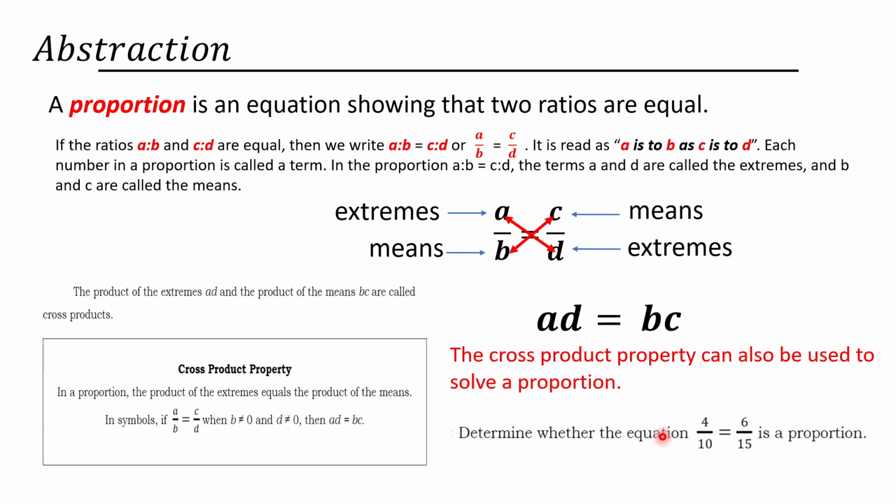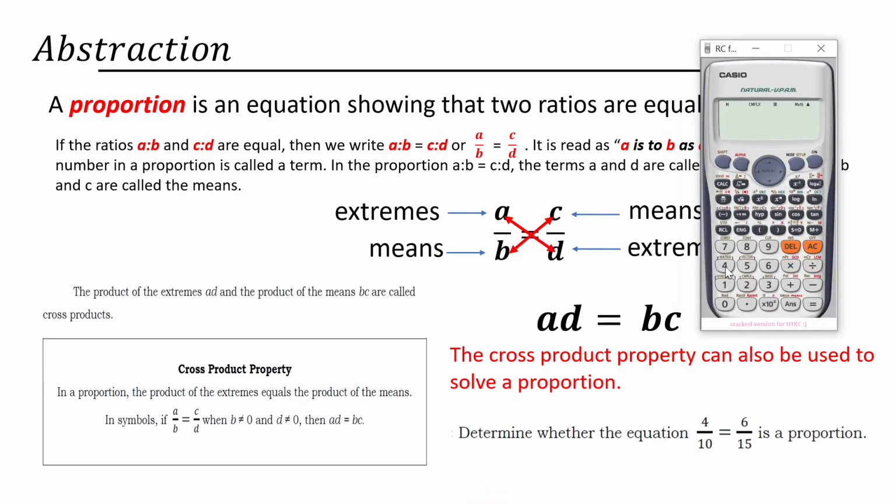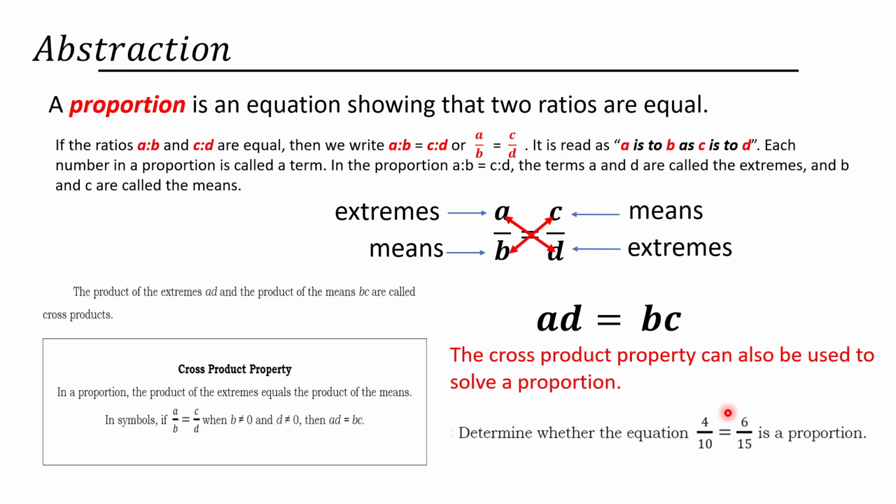So, let's try to determine whether these two are a proportion. Again, we said earlier, if they are equal, it means they are a proportion. Let's use the calculator. 4 is to 10, that is equal to 2 is to 5, or that is 0.4. So 4 is to 10 is 0.4. How about 6 is to 15? 6 divided by 15. Still, that is 0.4. Since both are 0.4, these two ratios are a proportion. That is how you determine if two ratios are a proportion.